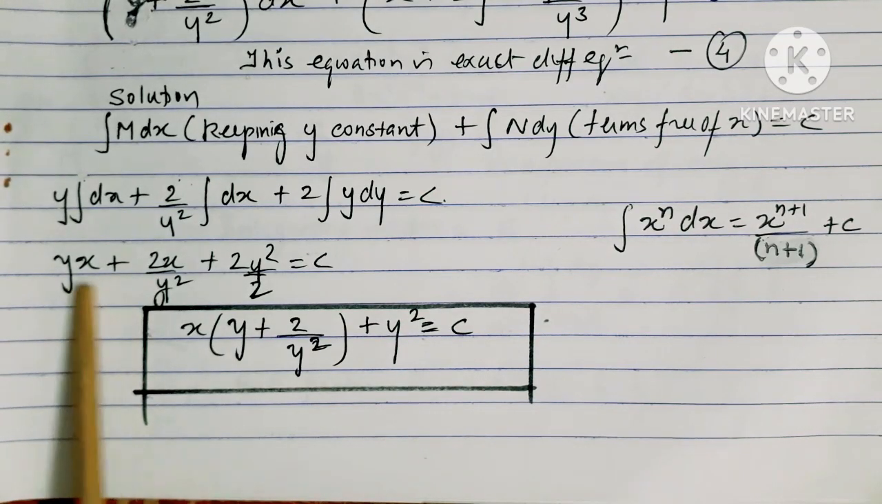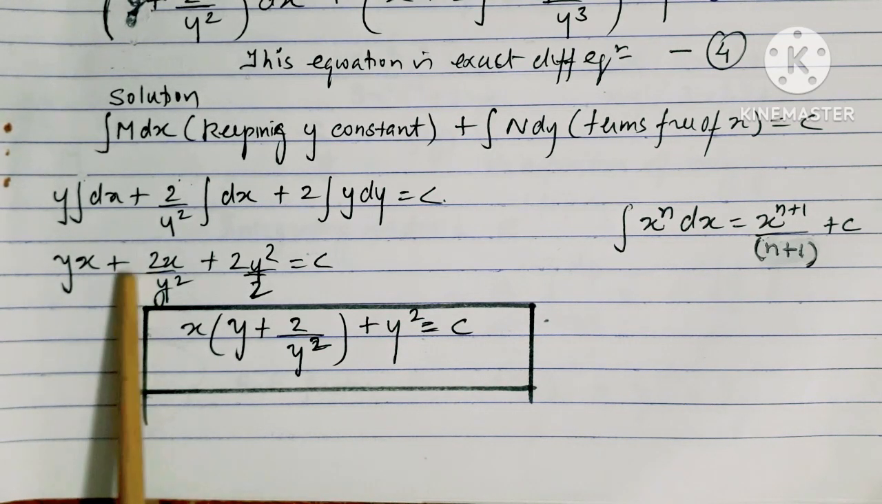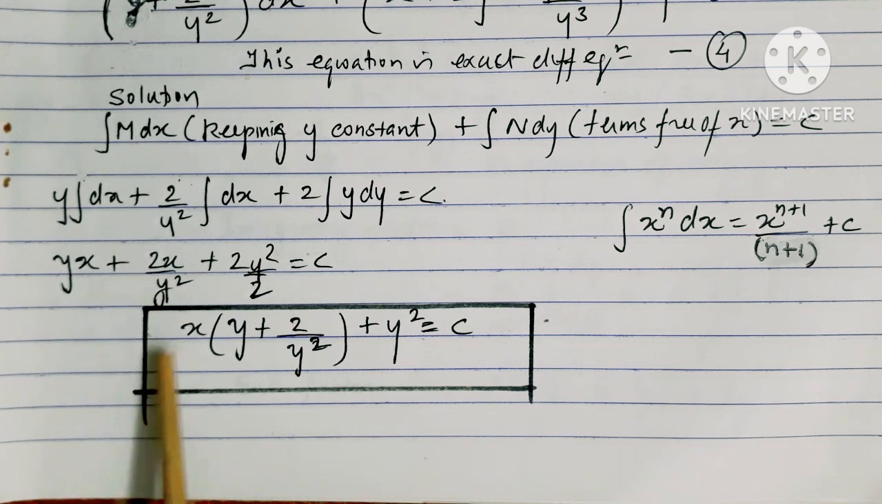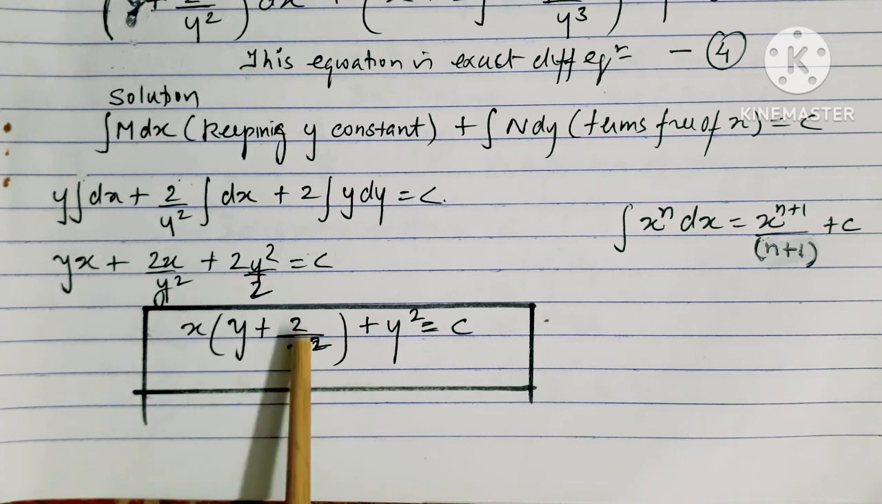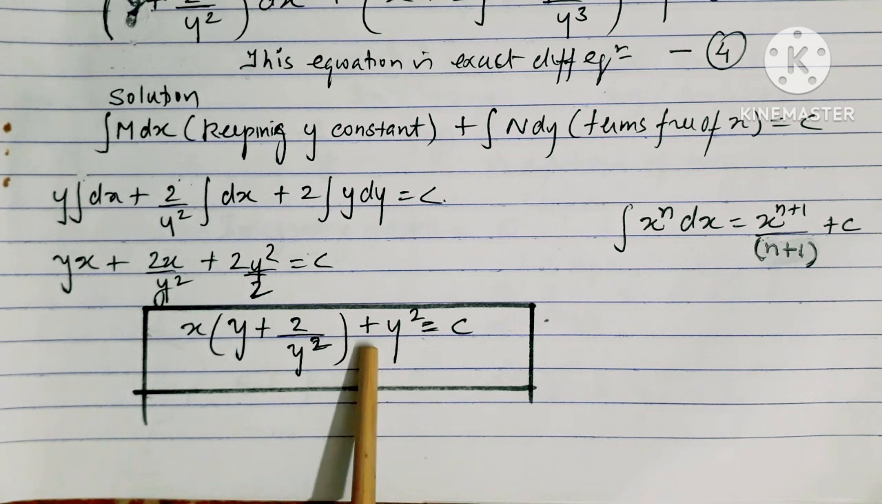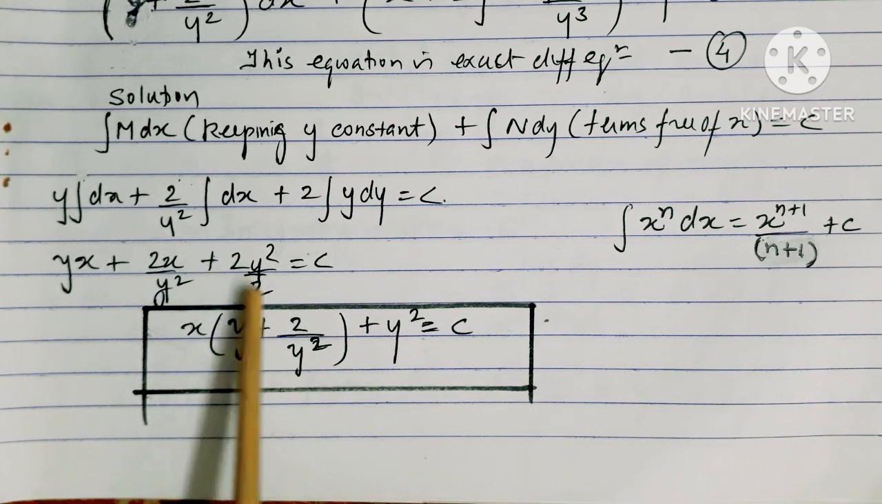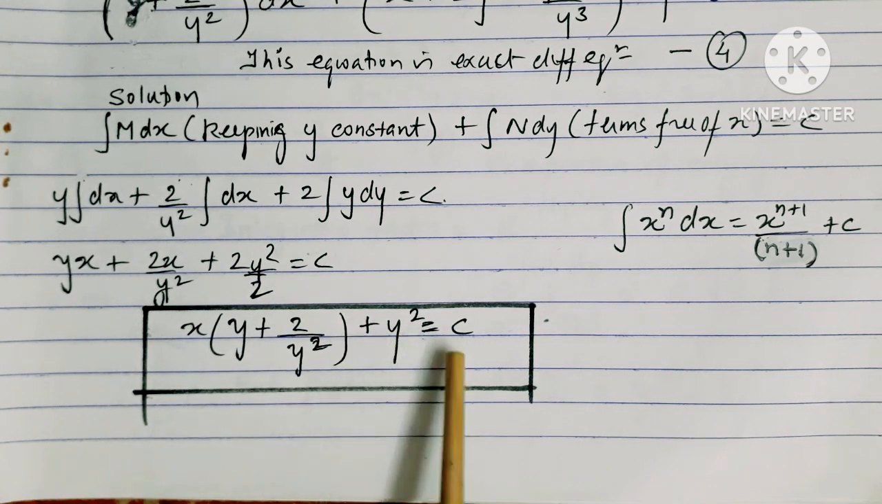Now we can pull out the x common in the first two terms. So this would be x into bracket y plus 2 by y square plus, now here 2 would cancel out each other in the numerator and the denominator. So this would be plus y square is equal to c. And this is the solution to the given differential equation.